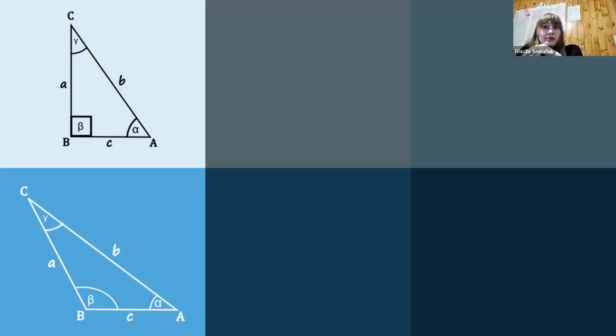Let's talk a little bit about triangles. So when we have a rectangle triangle, we have a 90 degrees angle. And if we assume this triangle is perfect, this rectangle triangle, the other two angles will be 45 degrees. Now, that's a rectangle triangle.